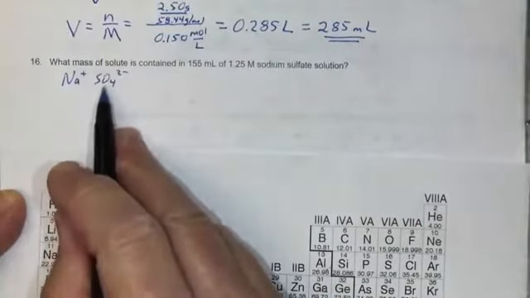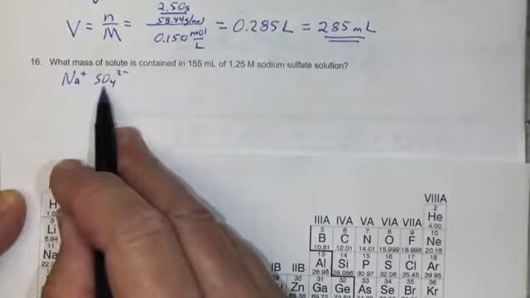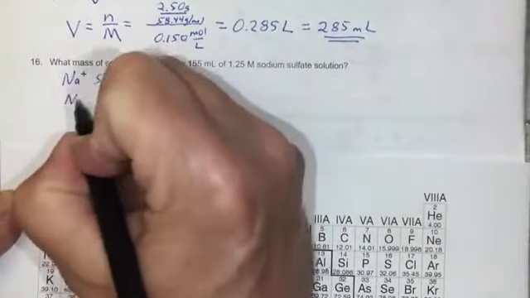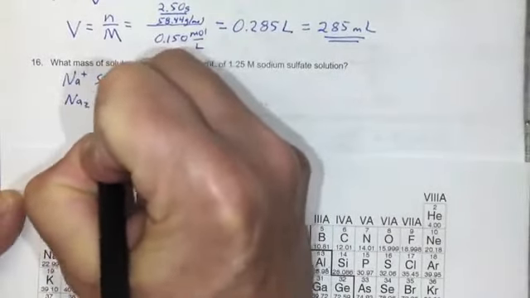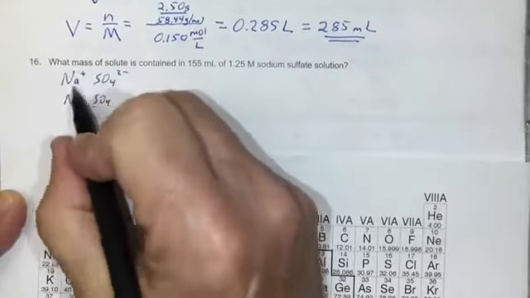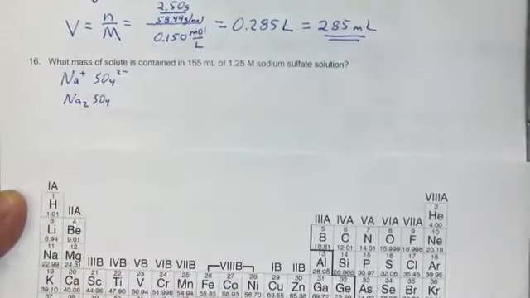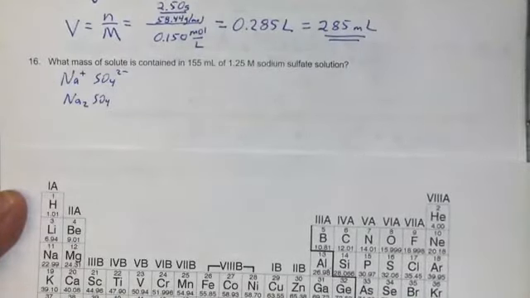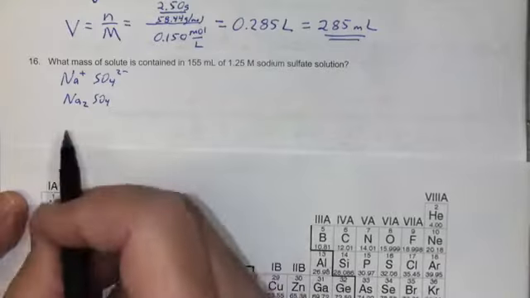You have to know that sulfate is SO4 2 minus. So the formula of sodium sulfate is Na2SO4. In order for this to be electrically neutral, I need 2 sodiums, 2 positive charges for every 2 negative charges. That's the formula of sodium sulfate. Now once I have that, this is sodium sulfate.